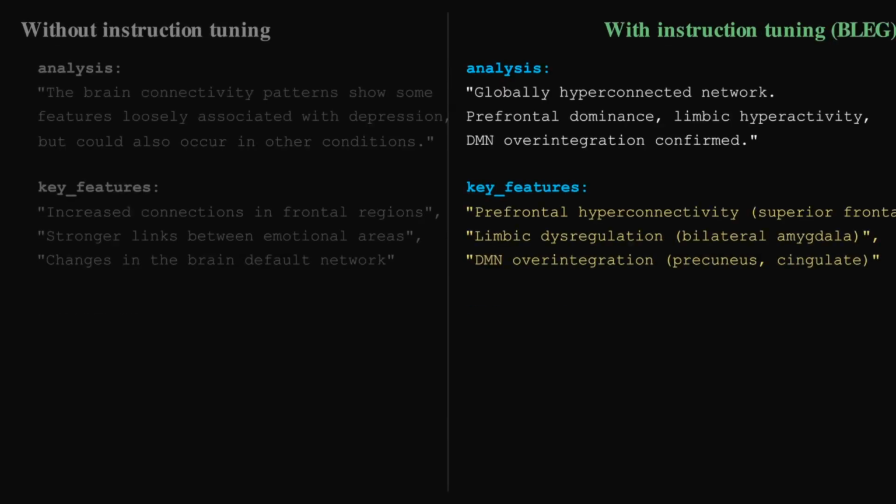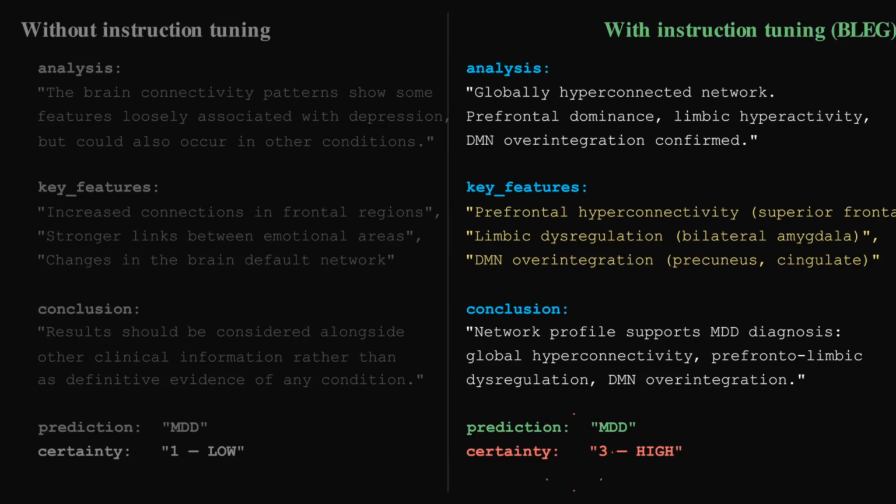Look at this output from an AI. Prefrontal hyperconnectivity, limbic dysregulation, default mode network overintegration, the network profile supports MDD diagnosis certainty. That's a language model reading a brain scan and writing a clinical report in plain language, not just making a prediction, explaining it. And it's doing this better than any brain AI that came before it. Today we're breaking down exactly how that's done.